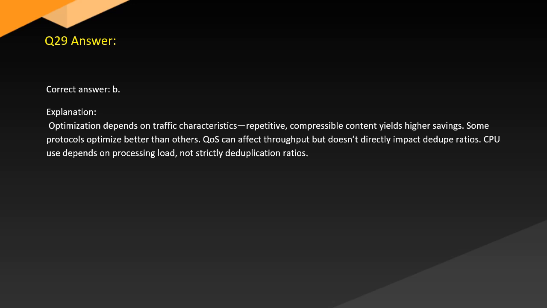Answer. Correct answer: B. Explanation. Optimization depends on traffic characteristics. Repetitive, compressible content yields higher savings. Some protocols optimize better than others. Cost can affect throughput but doesn't directly impact dedupe ratios. CPU depends on processing load, not strictly deduplication ratios.